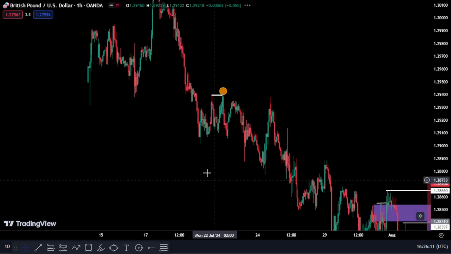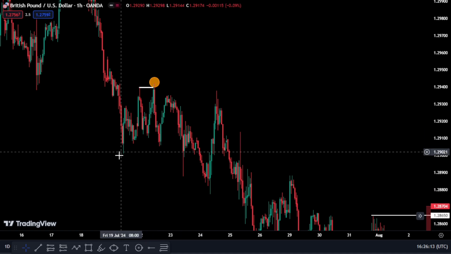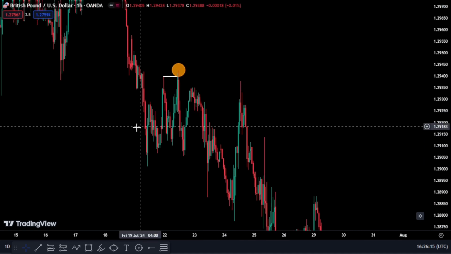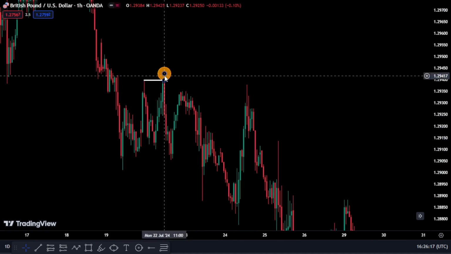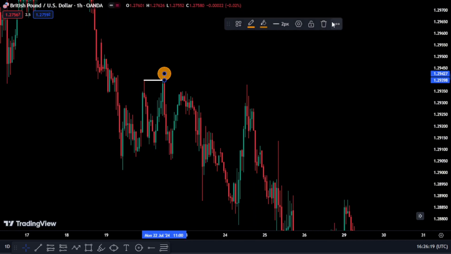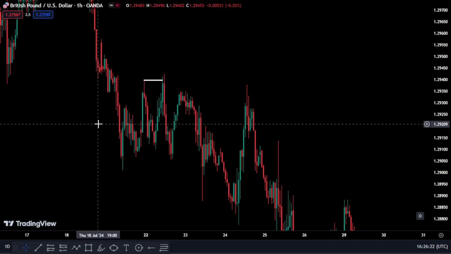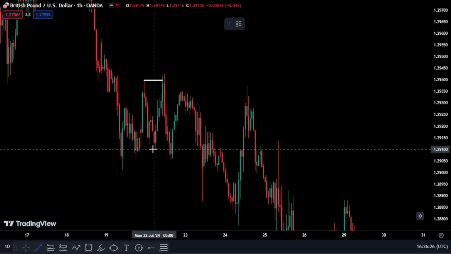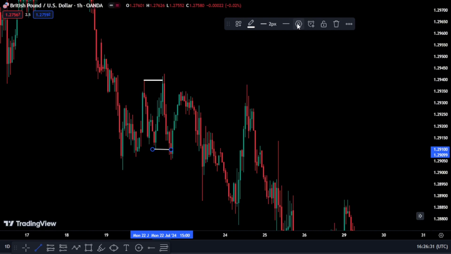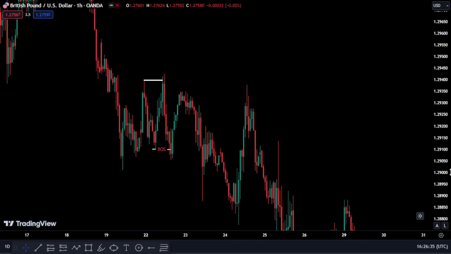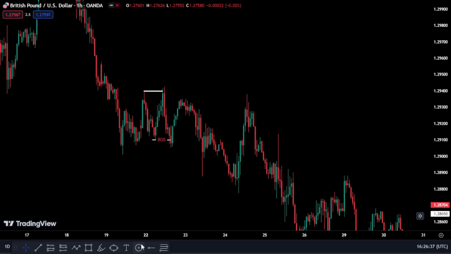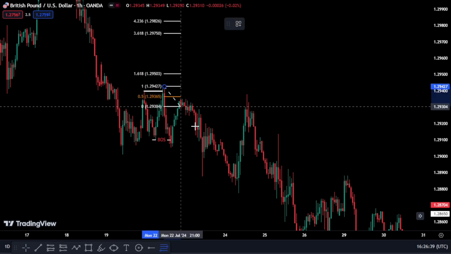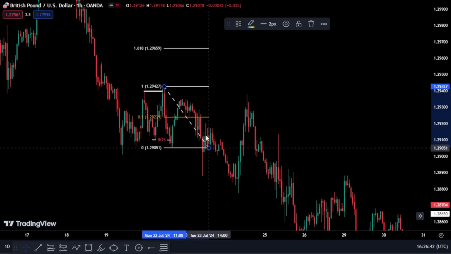So here again, you can clearly see this setup is really clean. We have a sweep of liquidity. You already know the market is to the downside, and then we have a break of structure here. Then we have a pullback which is more than 50% of your Fibonacci.